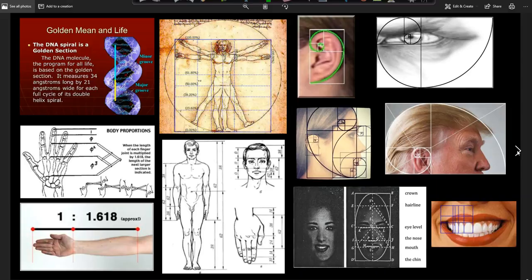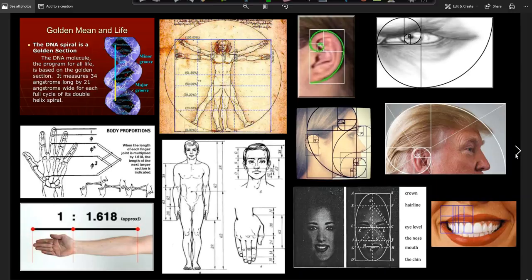And so you can see that in lots of things. Our fingers, our entire body, distance from fingertip to wrist to elbow. Our ears, Fibonacci spiral. Our eyes, very symmetry based to the Fibonacci spiral. Threw Trump in there just for a joke. Our teeth and the spacing between our teeth, the distance between our teeth as we see them.